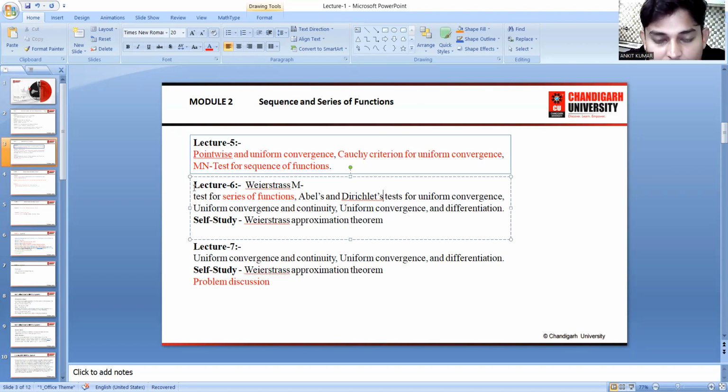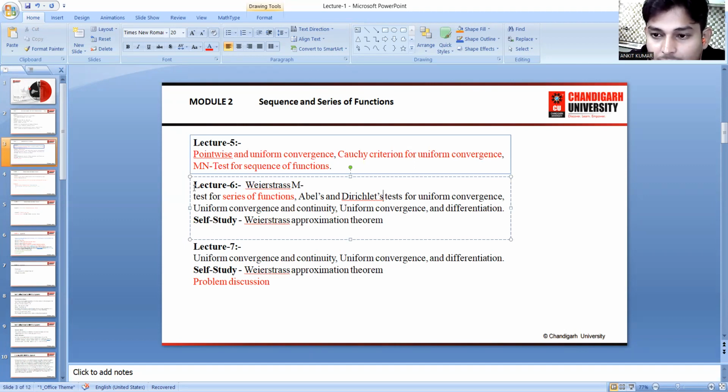In lecture 6, first of all, I will introduce what a series of functions is. What is the series of functions? How will we represent it as a series of functions? Based on the concept of a series of functions, we will solve more and more examples of series of functions.